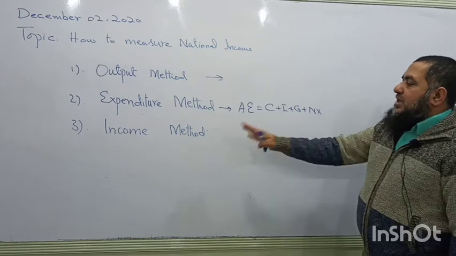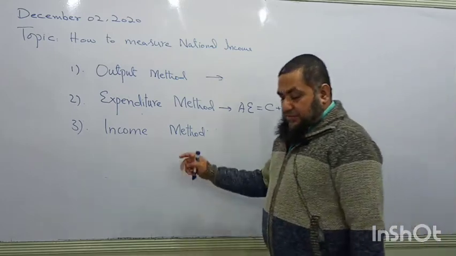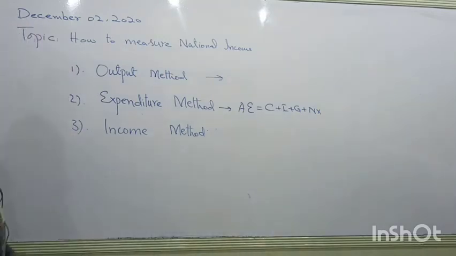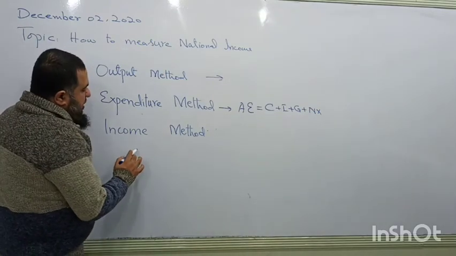Now come towards the income method. This is the third method of measuring national income. Like, income includes what?